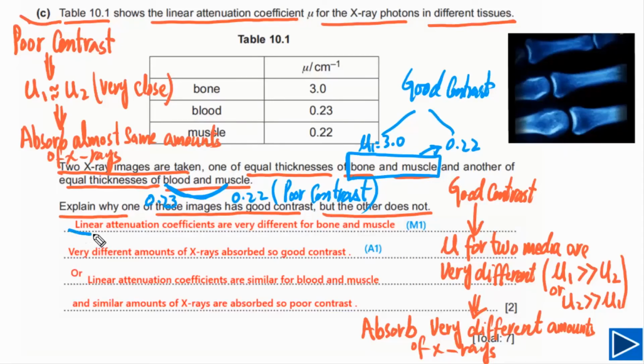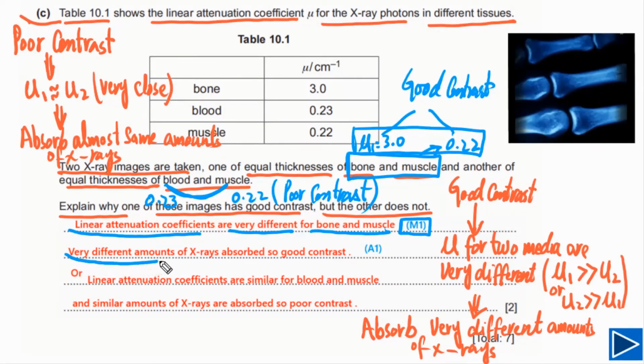First thing you can say, linear attenuation coefficients are very different for bone and muscle, as you can see here. And this is one mark. You have to write down this one. Second one, they will absorb very different amounts of X-rays, so we will have good contrast. You see, in a systematic way, you can write down your answer. If you write down this one, you will get 2 marks.